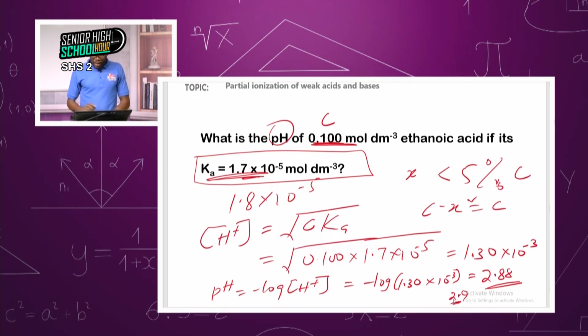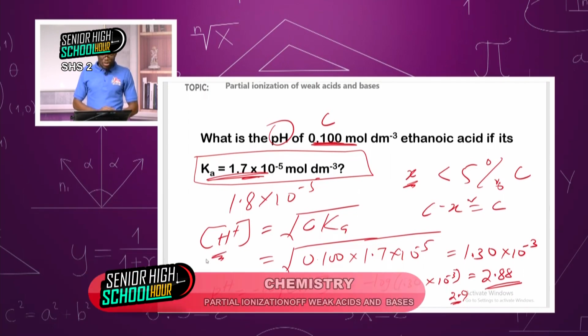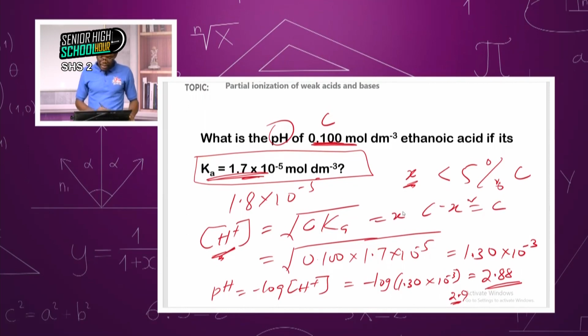Okay, so if we find this value and it is less than 5% of C, then it means that the assumption we have made here is valid. But if not, then the assumption is not valid. So let's see. We have found the concentration of the hydronium ion; the H plus ions or hydronium ion are the same, which is equal to X. So it means that X equals 1.30 times 10 power negative 3.